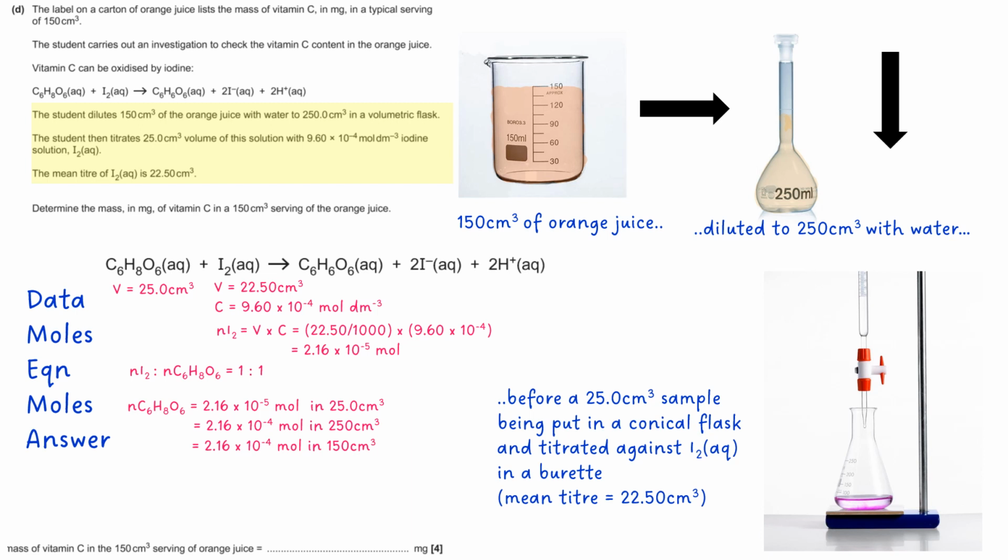So tracing that back to the 250 centimeters cubed, that means you have 10 times as many moles in that amount. And that amount came from the original 150 centimeters cubed of orange juice, so it's also the number of moles in 150 centimeters cubed.